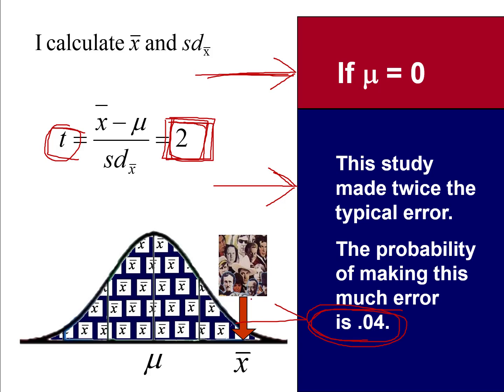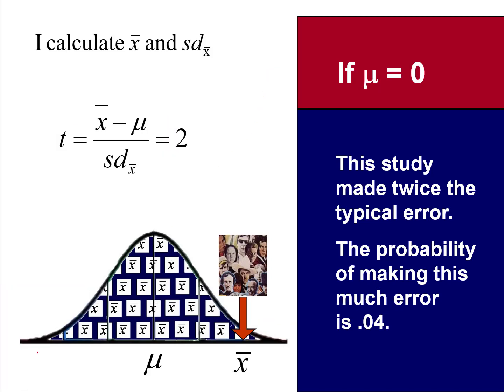I've made a tremendous, improbable amount of error in this study, importantly, if the null hypothesis is true. So in this situation, I might say, well, now I think I'm going to question whether that null hypothesis is true. If I do a study and I assume the null hypothesis is true, and under that assumption get a t-value that tells me I've made twice the typical amount of error, and the probability of making this much error is 4% or less, a very improbable result. Well, now I might start to question whether that null hypothesis really is true. And I might think, well, maybe I should reject that null hypothesis.